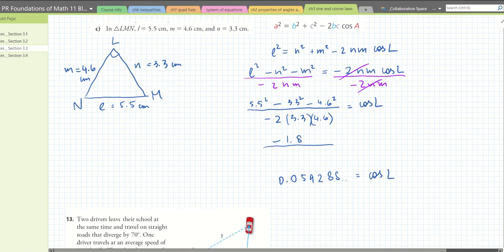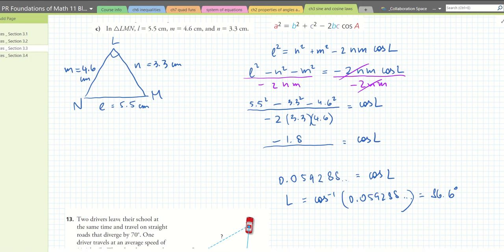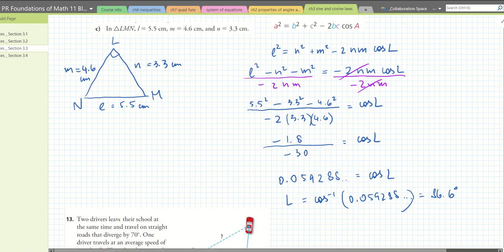Okay, so then the L is going to equal the inverse of this. So L is going to equal cos inverse of 0.059288. And because I already have it in the calculator, I don't want to get rid of it. So this will equal 86.6 degrees. So that's going to be your angle L. So let me just finish here. So this would be cos of L, and negative 2 times 3.3 times 4.6 is negative 30.36.